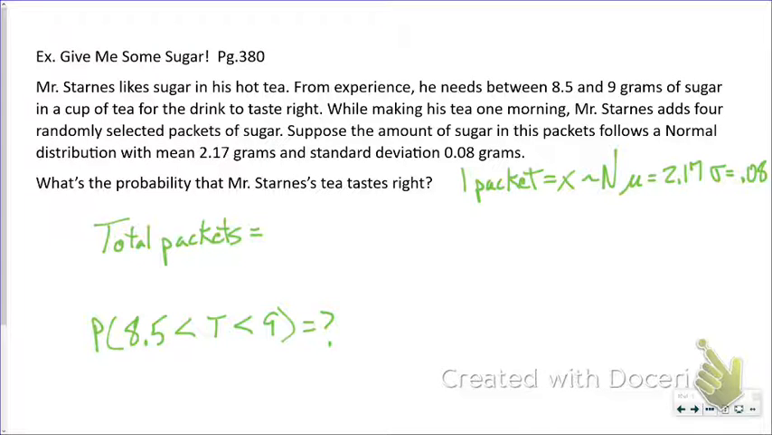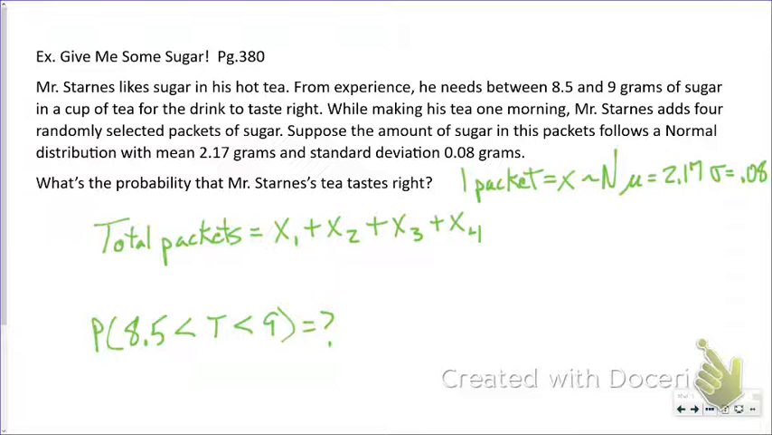He has 4 packets, so let's write them independently of each other, because I think we can assume that each packet is independent. It's kind of like a random sample. 1 packet probably doesn't dictate the amount of sugar in the other packet. And if we write our function like this, it's going to work. It looks tempting to write 4x, but that's going to change standard deviation.